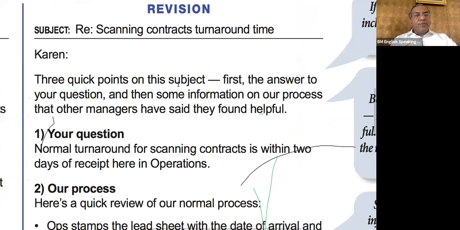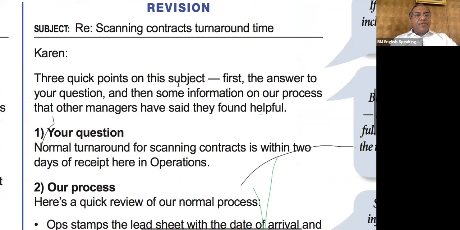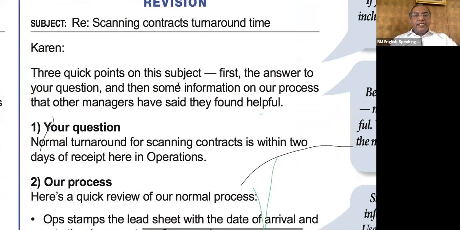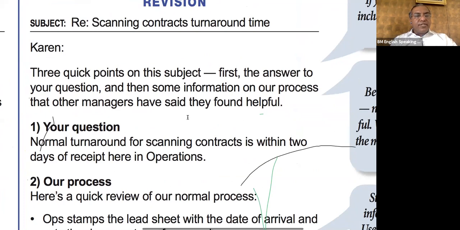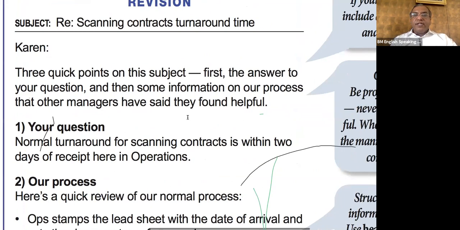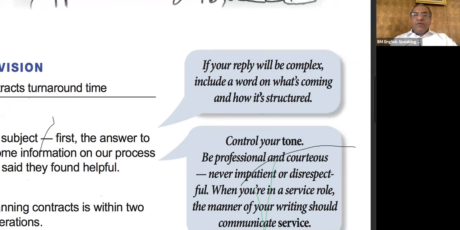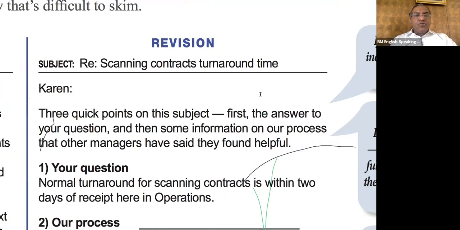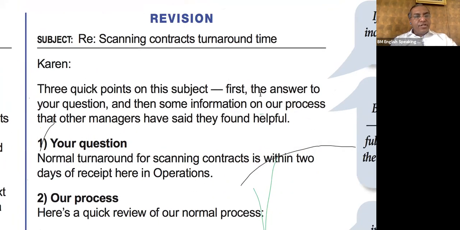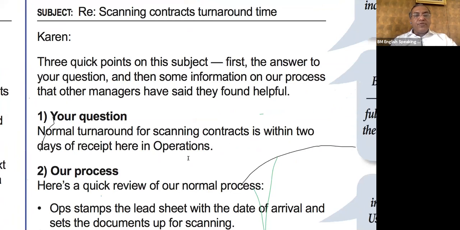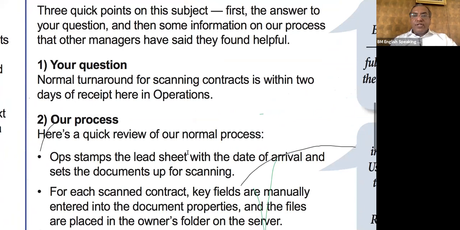Karen, 3 quick points on the subject. First, the answer to your question, and then some information on our process that managers have said they found useful. So if your reply will be complex, include a word on what's coming and how it is structured. So these are the 3 quick points that I'm going to mention in this email. Your question: normal turnaround time for scanning contracts is within 2 days of receipt here at operations. Our process. So let's look at what's the learning here.